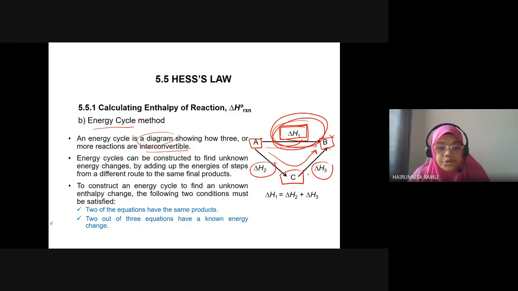So to construct the energy cycle, you have to find two conditions must be satisfied. First, two of the equations have the same product. Okay, macam ni kan? Contoh A kepada B, C kepada B. Two, daripada situ ada same product lah, so supaya you boleh link kan. And then, two out of three equations have known energy change. Maksudnya, tak bolehlah semua tak ada value. Macam ni nak kira, betul tak? Mesti kalau tiga, dua. Dua yang kita tahu. Kalau empat, tiga kita tahu. At least macam tu lah.